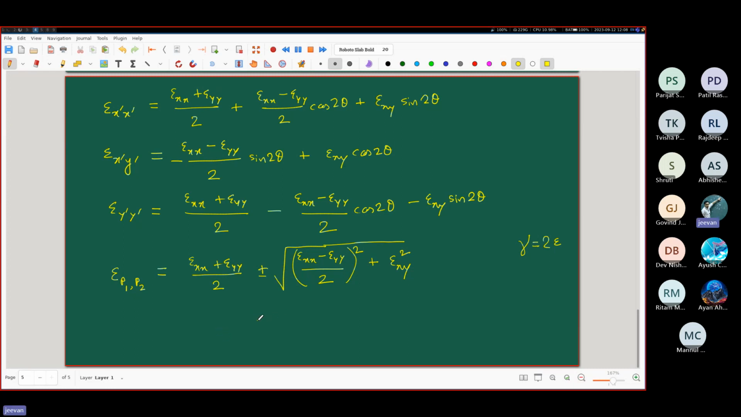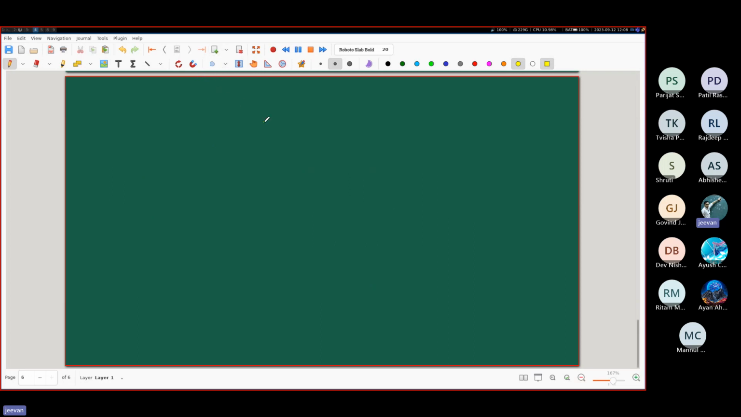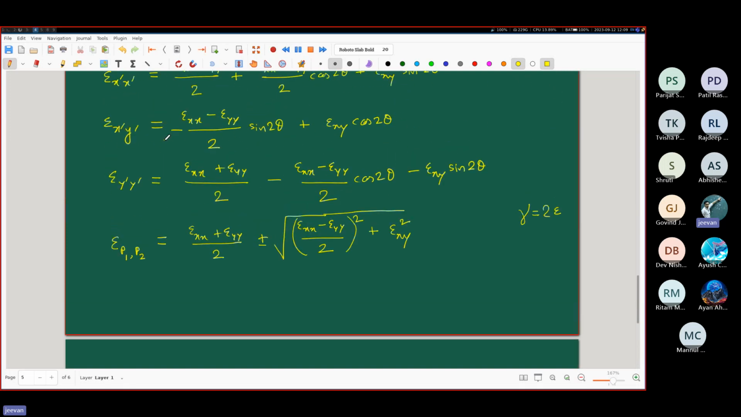Now, the extra things which I want to discuss are basically connecting the stresses with the strains, so in terms of material behavior, what they are. You are already familiar with Hooke's law. But before that, I want to say something more.